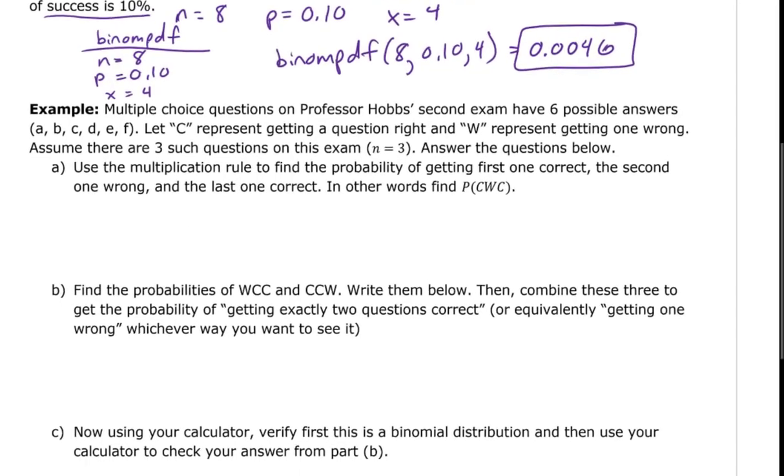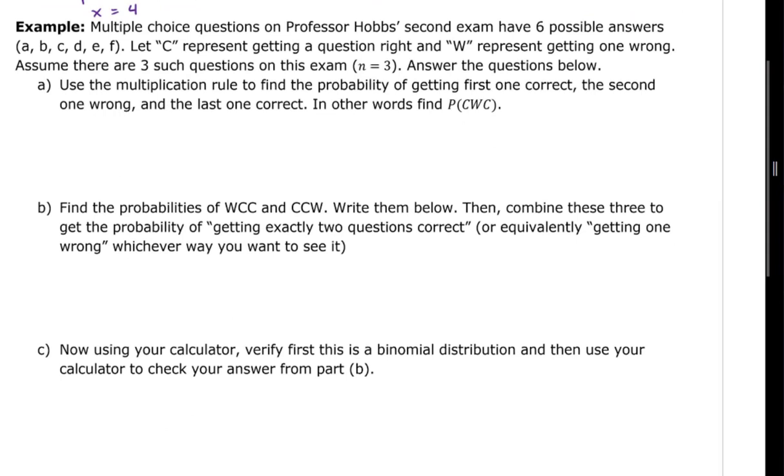Let's look at a problem down below. Multiple choice questions on an exam have 6 possible answers, so it has A, B, C, D, E, F. Let C represent getting a question right, and W represent getting a question wrong. Assume there are 3 questions on this exam. Answer the questions below. First, we want to use the multiplication rule to find the probability of getting the first one correct, second one wrong, and third one correct. So correct, wrong, correct.